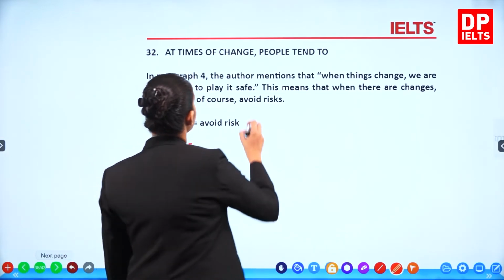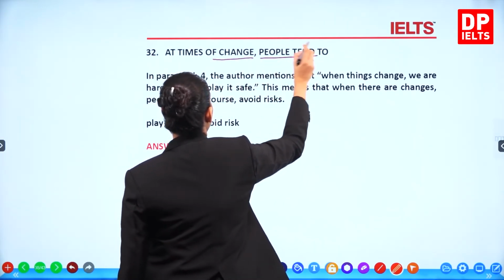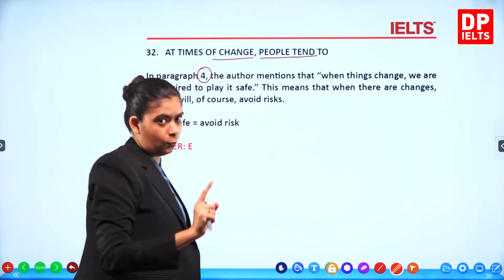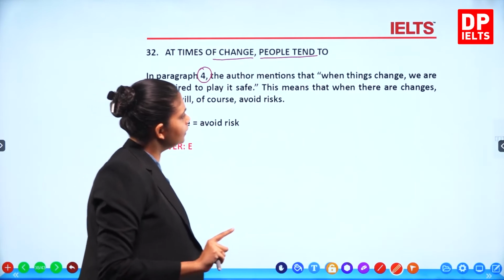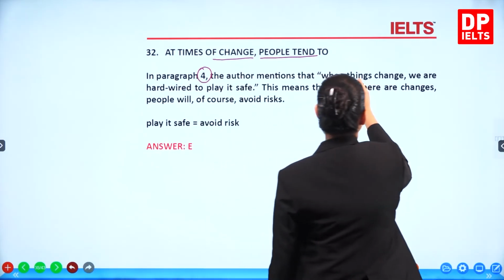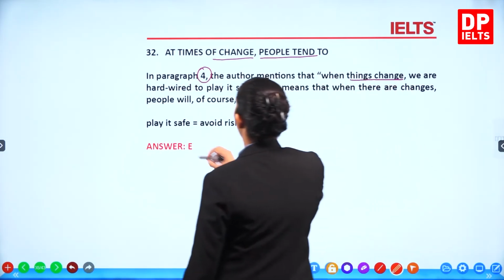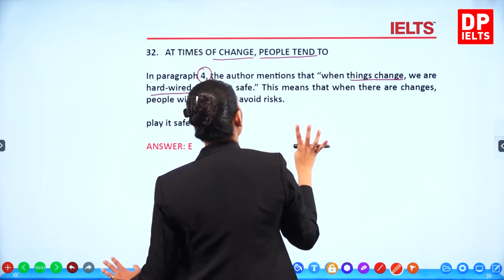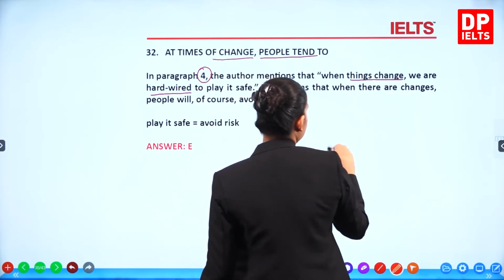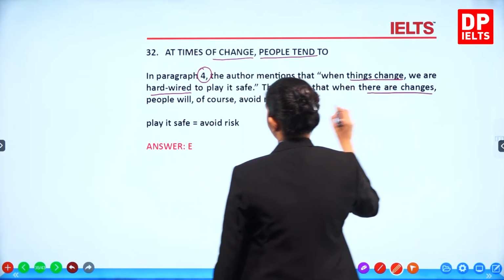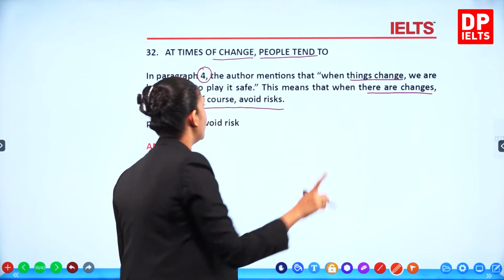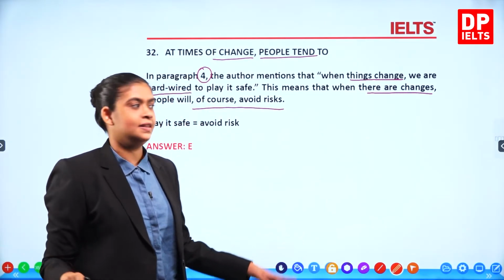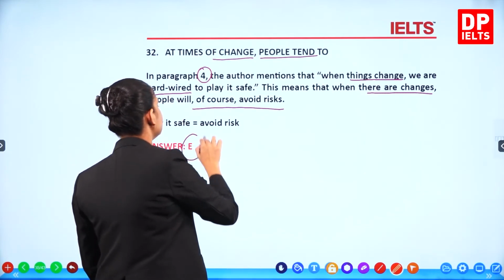32. At times of change, people tend to do what? Go to paragraph 4. The author mentions when things change, we are hardwired to play it safe. Play it safe means we avoid risk. So this means that when there are changes, people will of course avoid risks. They play safe. Play safe, avoid risks. Answer therefore is E.